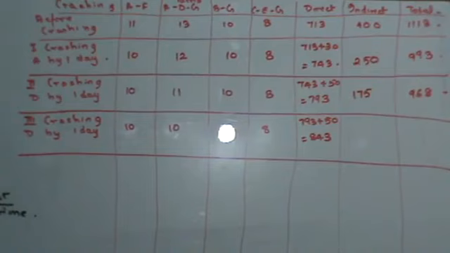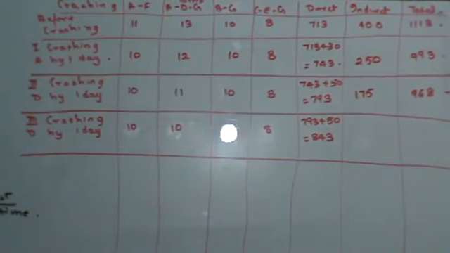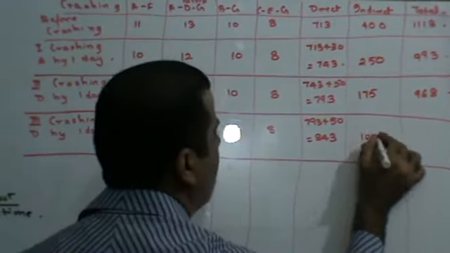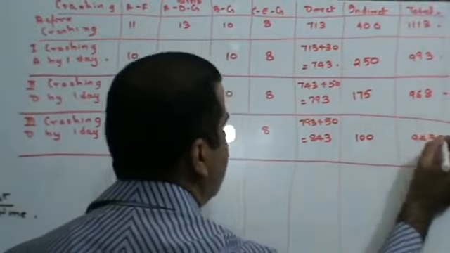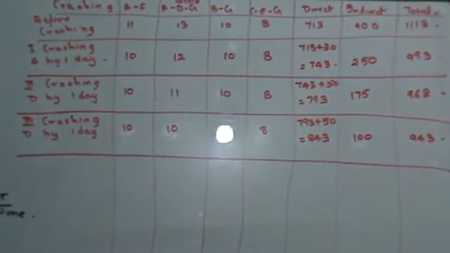My project completion time becomes 10 days. The indirect cost table tells me that for 10 days my indirect cost is going to be 100 rupees. So this is going to be 943 rupees. Fine, do we get this thing clear?